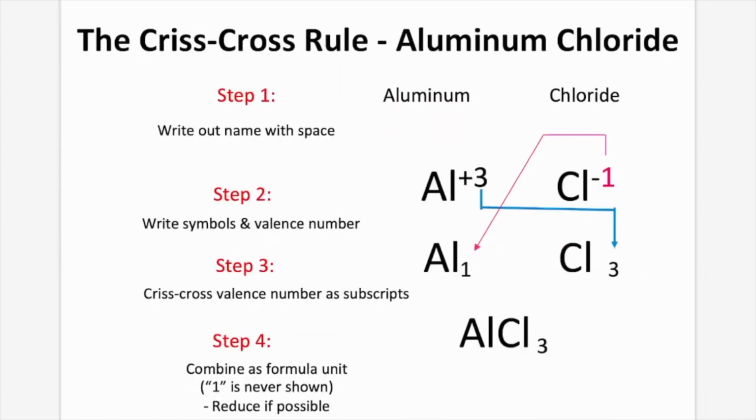The criss-cross rule, aluminum chloride. So number 1, we write out the name with a space. So we write aluminum chloride. Step 2, write the symbol with their valence number. Step 3, crisscross valence numbers as subscripts. And step 4, combine as a formula unit, AlCl3.